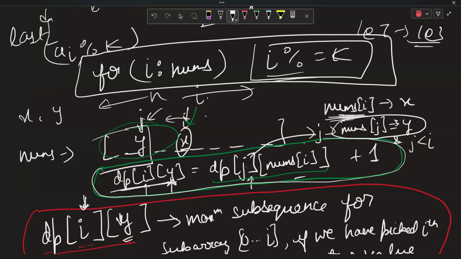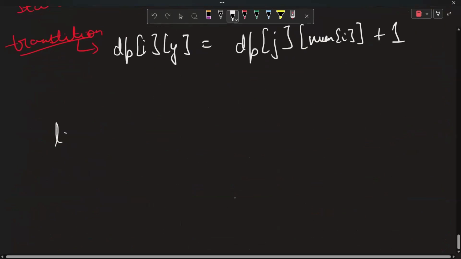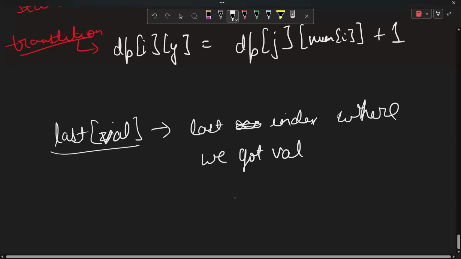What this would store, it would store the last. So last z would store. I'm just keeping a map of last. So what does this last represent? Last of val, let's say I'm telling val, last of val just represents the last index where we got val. So this is just storing the last index where we got a value val.